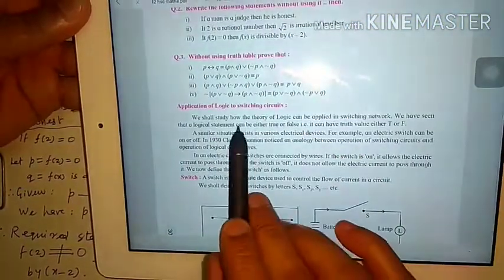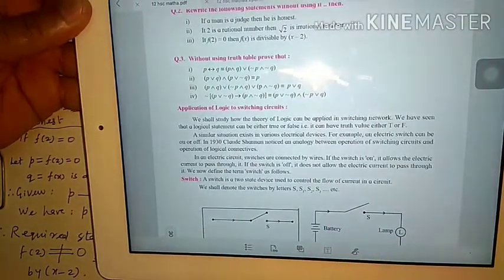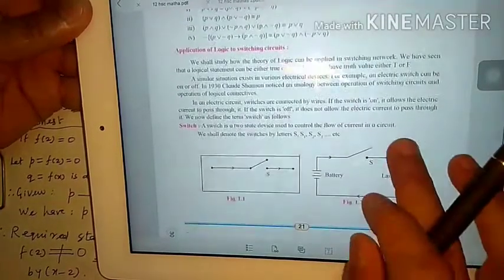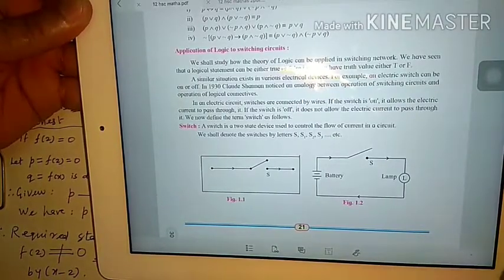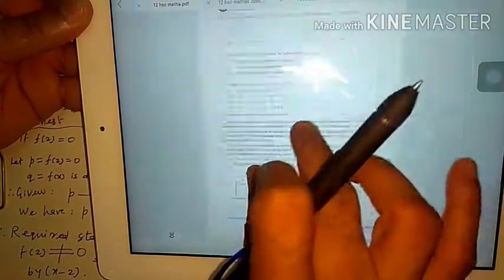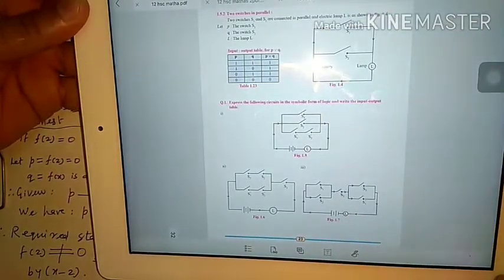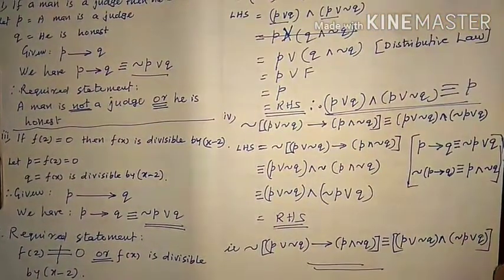Now we have to go for logic application into switching circuits, which we do tomorrow. Tomorrow morning we do the lecture. Evening I give the problems further. So this chapter, we are almost reaching the last part. So all of you please practice. See 1.4, switching circuits etc. We do tomorrow. Please practice all of you. Okay. Thank you.